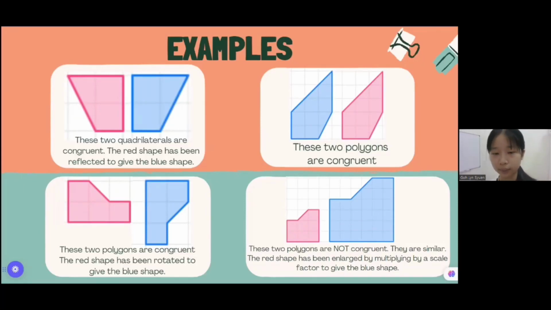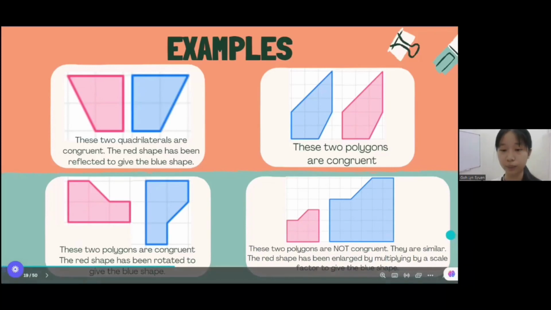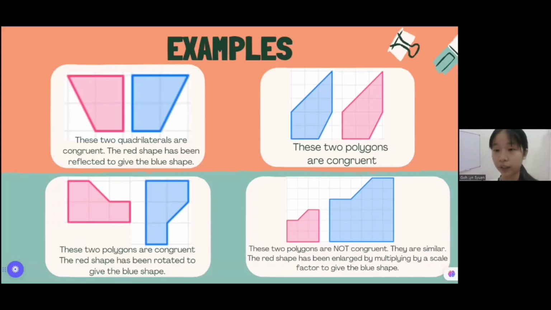Now for the last example, these two polygons are not congruent. They are similar figures. This is because the red shape has been enlarged by multiplying by a scale factor to give the blue shape. Hence, they are not congruent figures because they are not of the same size.